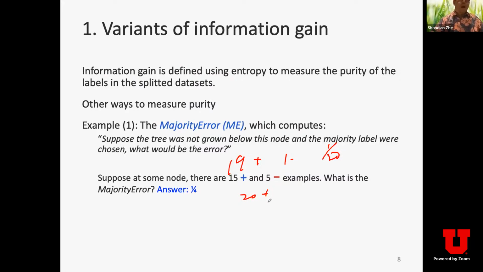On the other hand, the larger the majority error, the lower the label purity. So imagine you get 10 positive examples and 10 negative examples. The majority error is 1/2. So my question is, can majority error be bigger than 0.5? No. Why?